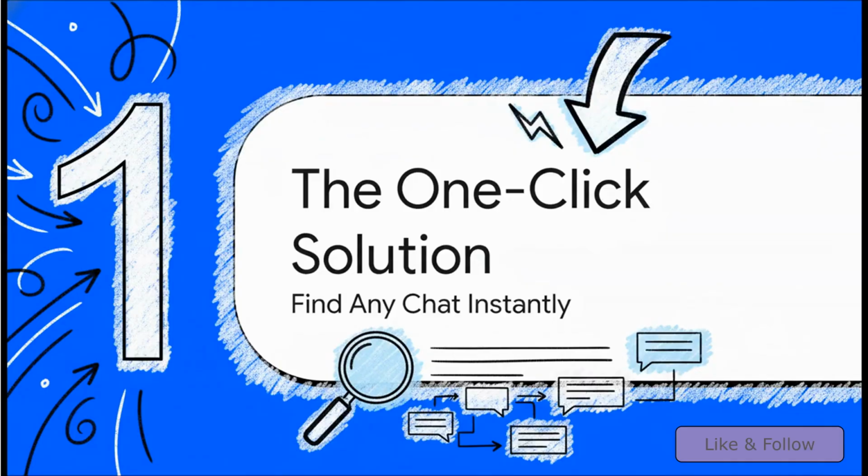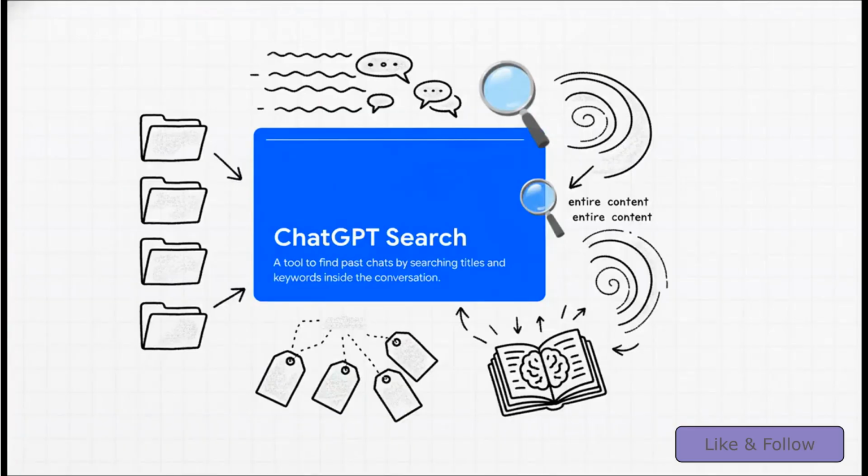Okay, let's dive right into it with our first section, the one-click solution. We're starting with the quick win, the immediate fix that is seriously going to change how you use ChatGPT forever. So what is this magic tool? It's just the built-in ChatGPT search. But here's the thing that makes it so great. It doesn't just look at the titles of your chats. Oh no, it scans the entire content of every single conversation. And that's what makes it so incredibly powerful.